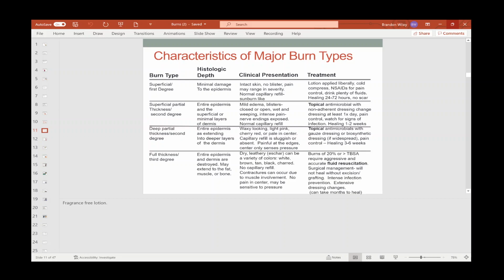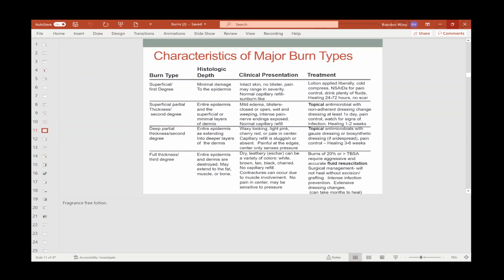So now it's kind of looking weird, right? Your skin looks really strange. It's not red. It's a waxy color. So remember waxy. That's the way that they're going to describe your deep partial thickness all the way through the dermis. It'll be waxy white, light pink, that kind of thing.